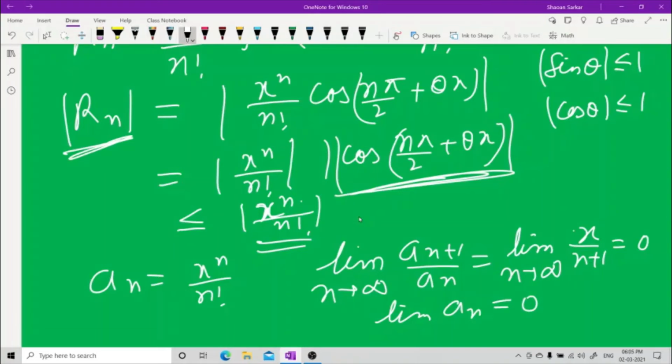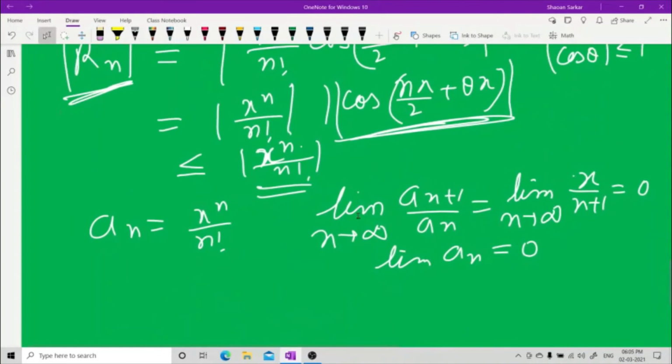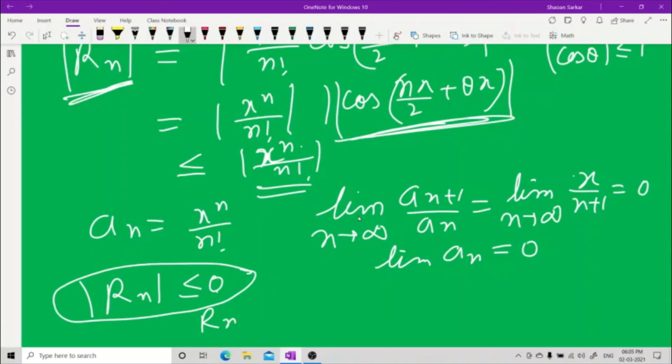Therefore this R_n goes to 0. Therefore this R_n is maximum, it can go to 0. See, basically mod R_n cannot be less than 0. So mod R_n, because this is going to 0 as n tends to infinity, being a mod, will not be less than 0, so mod R_n will go straight to 0 as n tends to infinity, because a mod value cannot be less than 0.